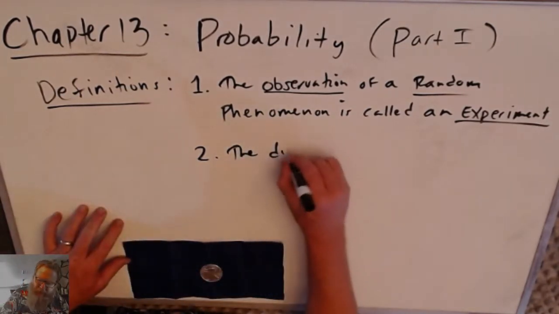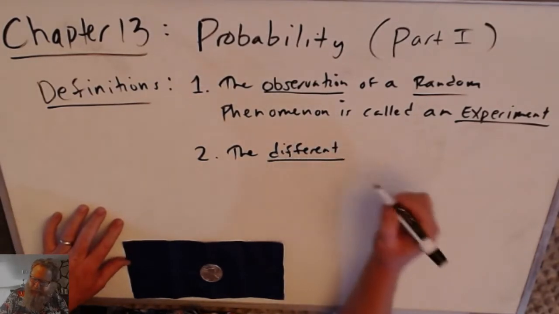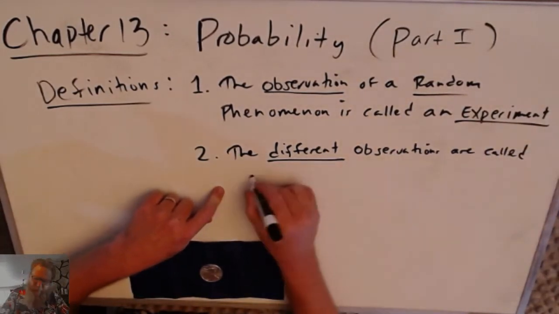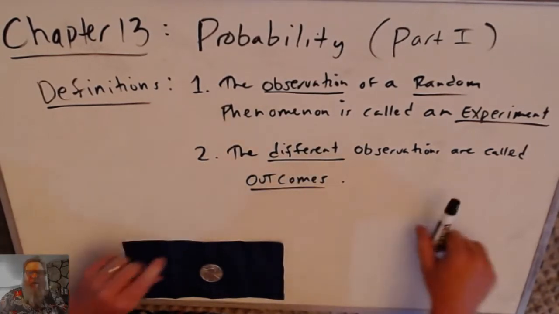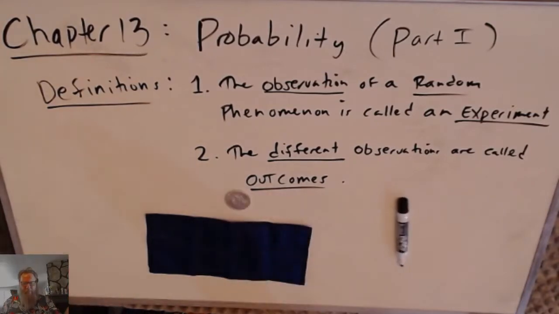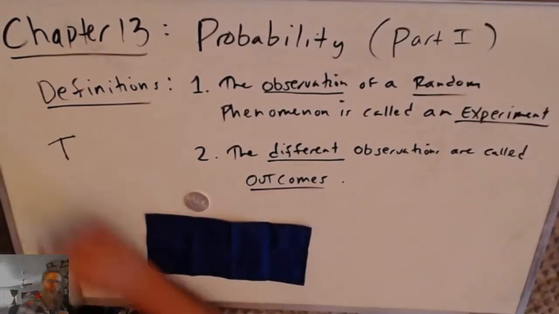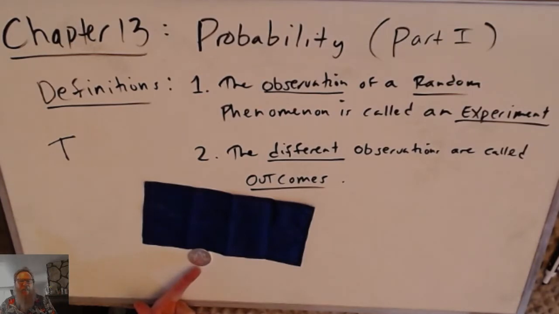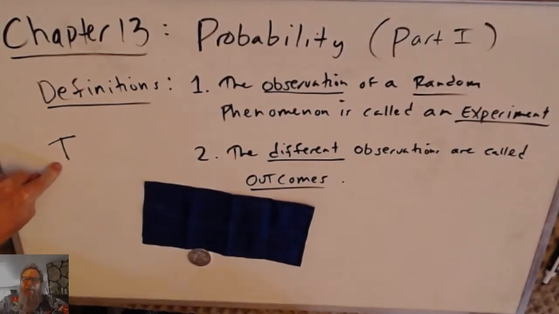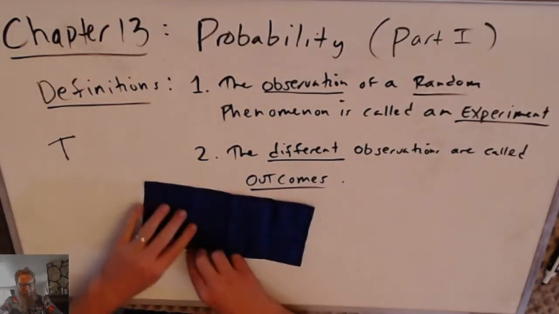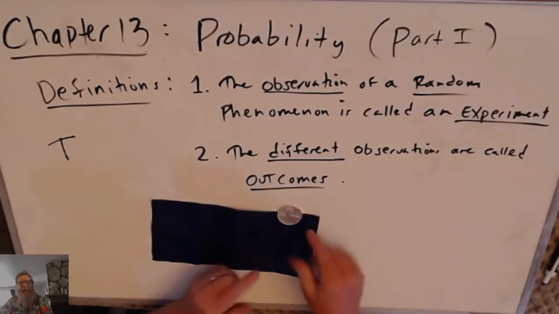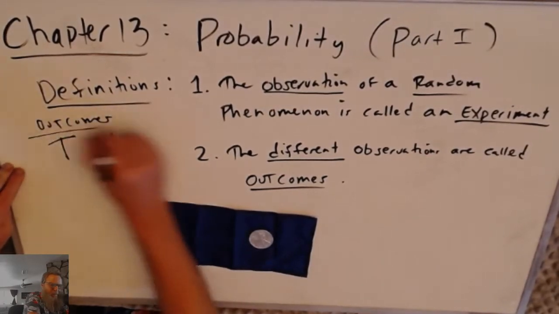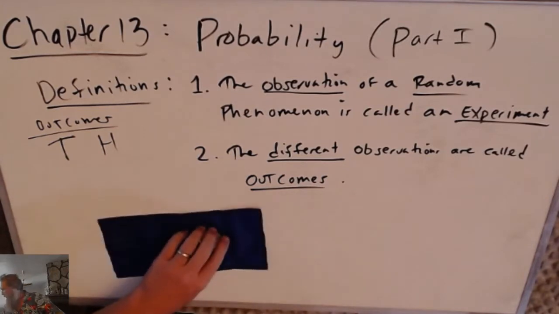The different observations, so if we observe something different, they are called outcomes. So if I flip this coin, it landed on tails. That's an outcome. If I flip it again, it lands on tails again. That's the same outcome. So you have to make a different observation in order for it to be a different outcome. In order to get a different outcome, I got to get heads. I got heads. So we have the different outcomes. Those are the different observations that are called outcomes.